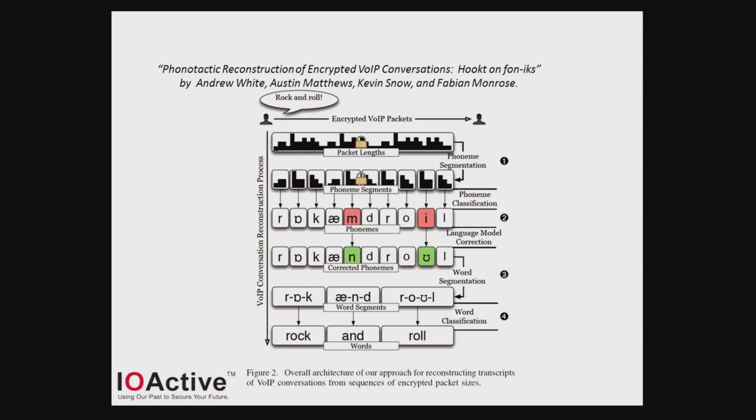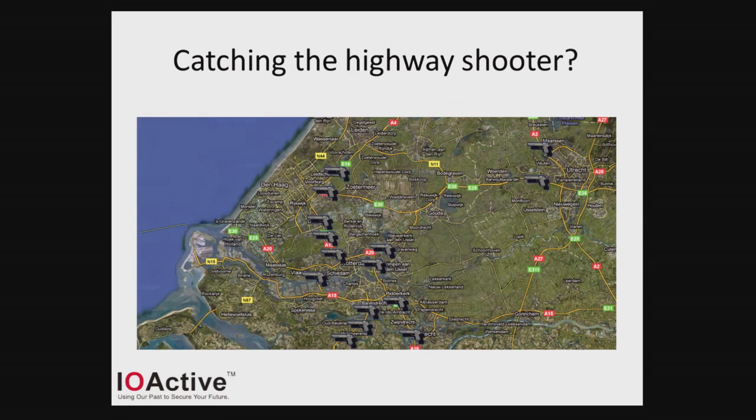At the end, they were able to reconstruct speech, which of course is really cool, right? This was for standardized American English. I think in the paper they mentioned that they were able to reconstruct like 80% of the speech. So this is a really cool example of what you can do with traffic analysis.